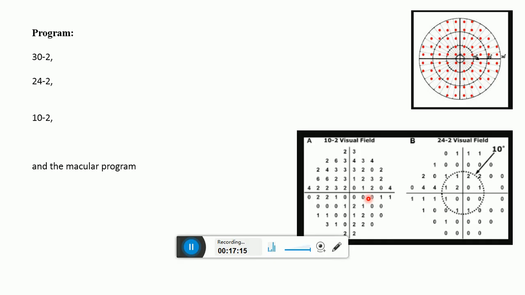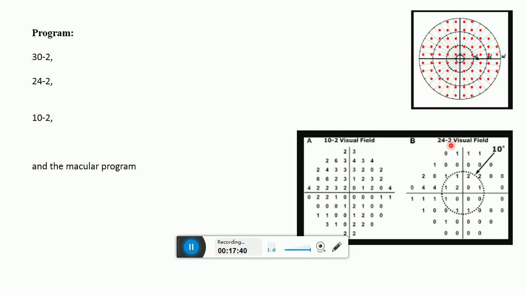A new program, 24-2C, has been recently introduced in the Humphrey field analyzer. Additional points have been added to the 24-2 program within the central 10 degrees to be able to detect the paracentral scotomas. However, the resolution of the 10-2 is not achieved.